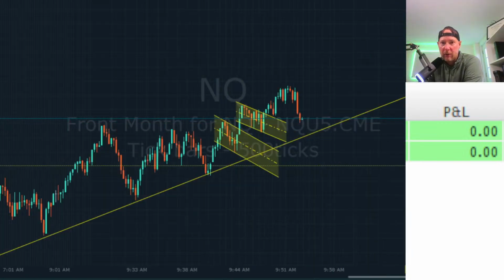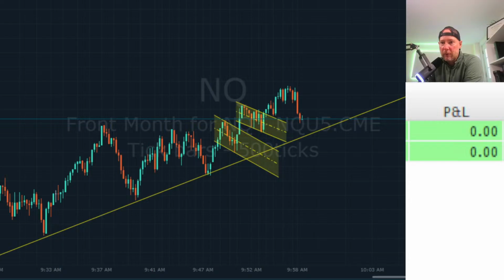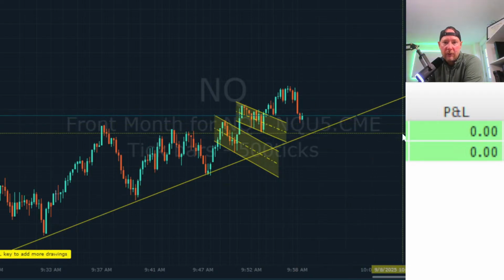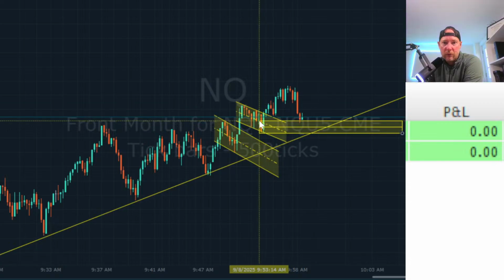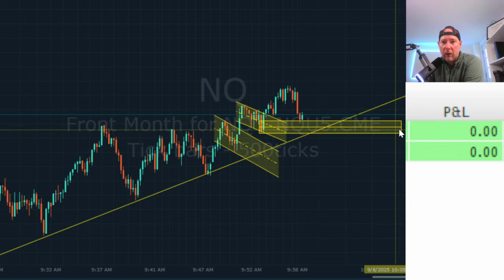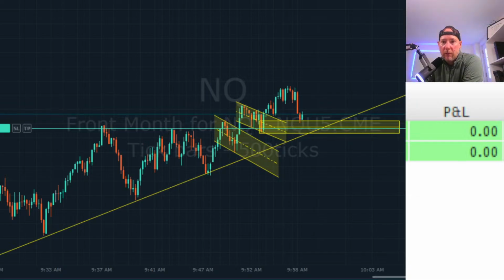Okay, here's our next account. All right, so what I like to do here is I like to look at when we drew those bull flags. I like to draw these rectangles, and they just happen to coincide with this trend line.